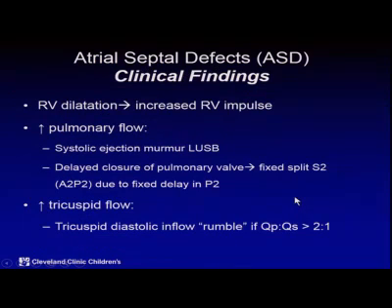And that's what produces a pulmonary flow murmur in these cases. In addition to that, for the same reason, there's too much flow going through the pulmonary valve, so there's delayed closure of the pulmonary valve, so there's a fixed split S2.